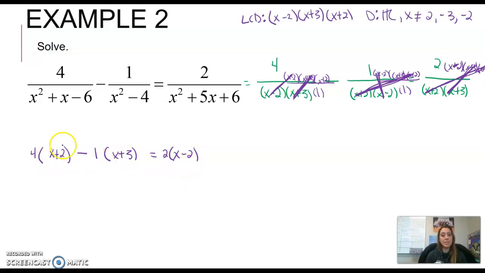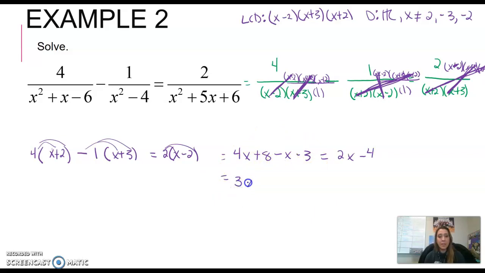So now I need to simplify. I need to distribute these. I am going to end up with 4 times x is 4x, 4 times 2 is a positive 8, negative 1 times x is negative x, negative 1 times a positive 3 is negative 3, and that's all going to be equal to 2 times x, which is 2x, and 2 times negative 2 is minus 4. Now I need to combine my like terms. I have a 4x and a negative x, so I get 3x, 8 minus 3 is plus 5, and that is all going to be equal to 2x minus 4.